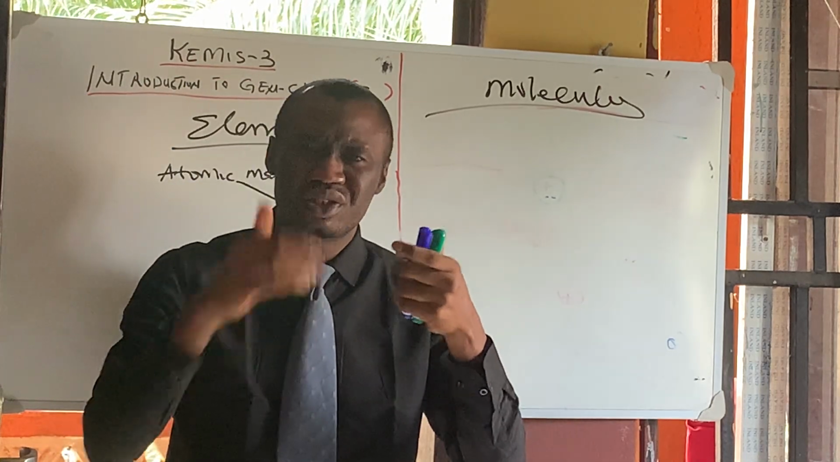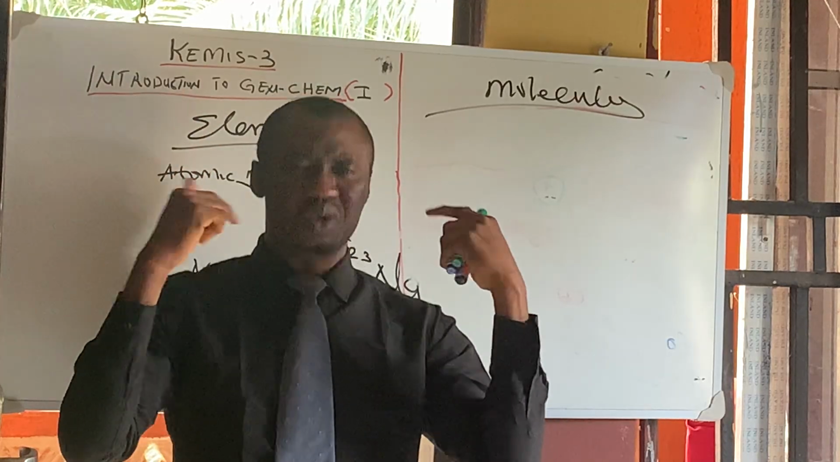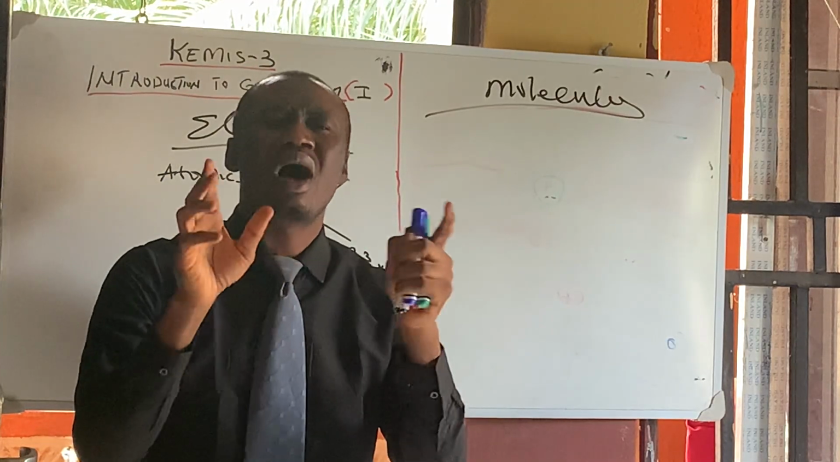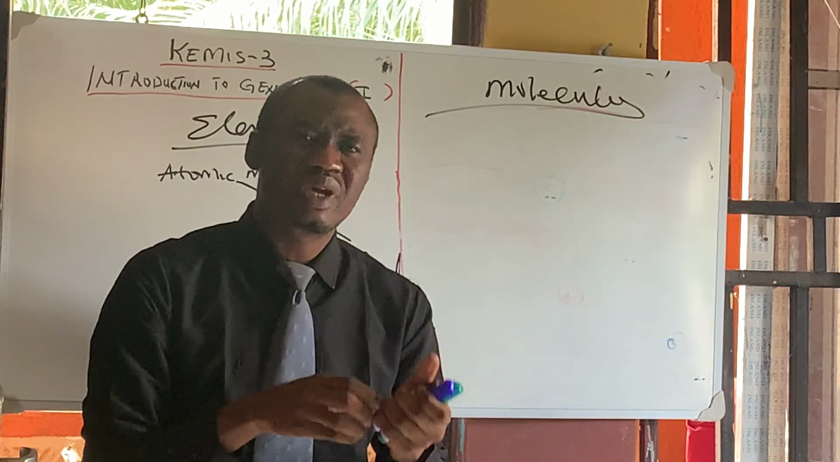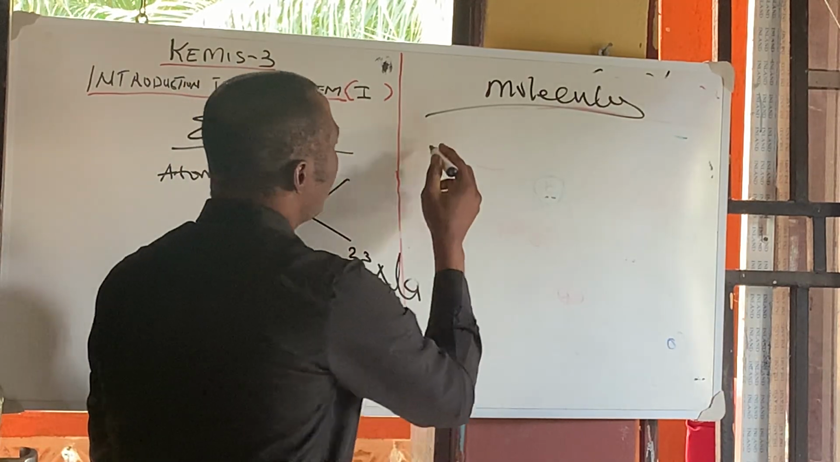You can see the sequence of the arrangement: after atom, element; after element, molecules. Molecules are two or more atoms that are chemically bound together. And we have, for instance, take note of that, the monoatomic molecules.